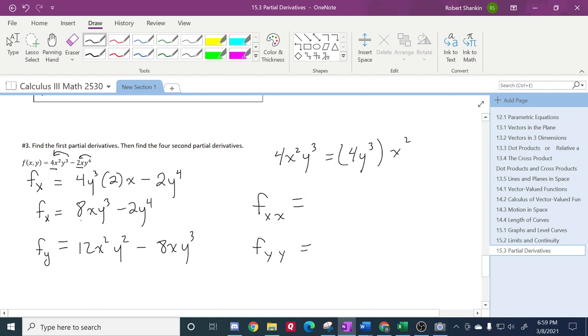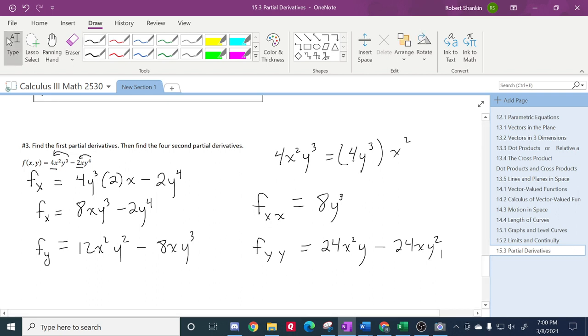Alright, so I'm going to take the partial with respect to x of this, and the 8y cubed is just the constant out in front. That's all I get here. And then this is just a constant, it becomes 0. So 8y cubed, that's all it is. And then fyy, treat all this as a constant. 2 times that is 24x squared y. Take this 3, multiply it in, minus 24xy squared. Alright, any questions?